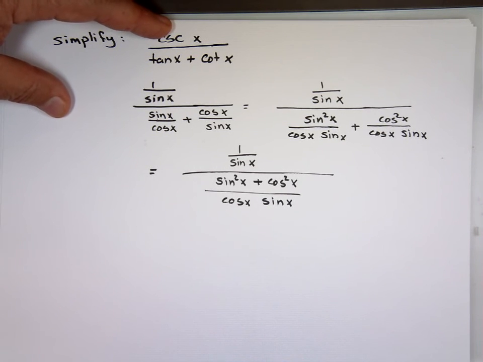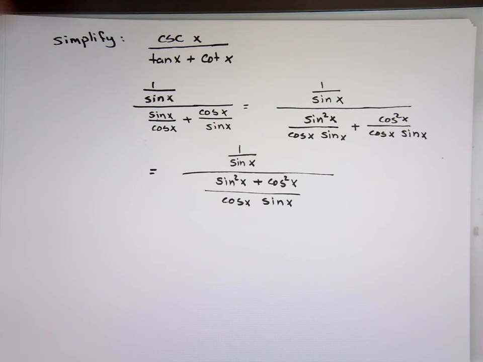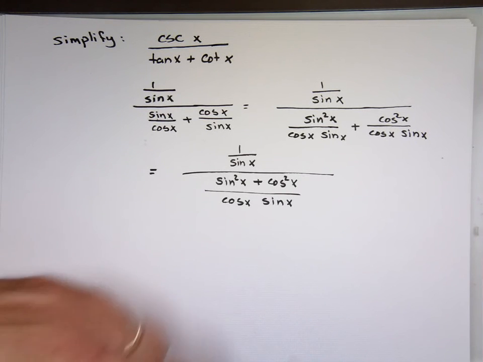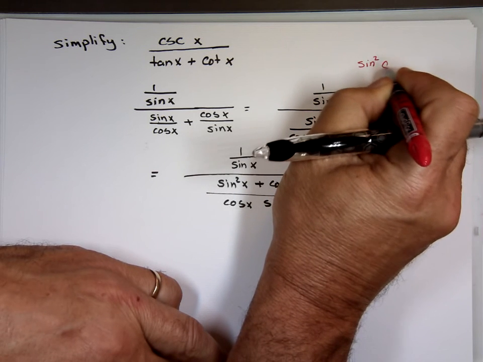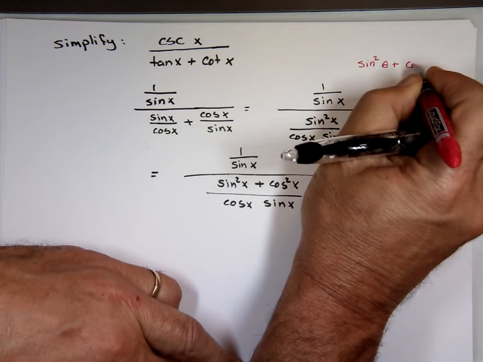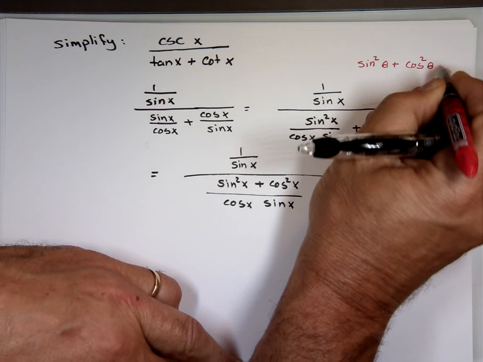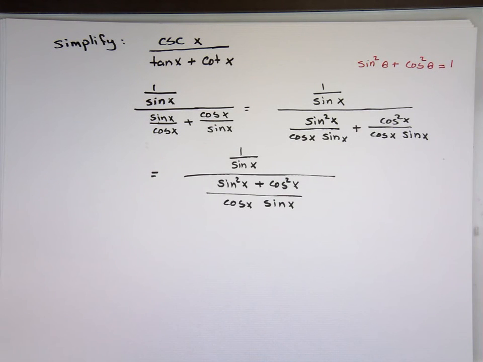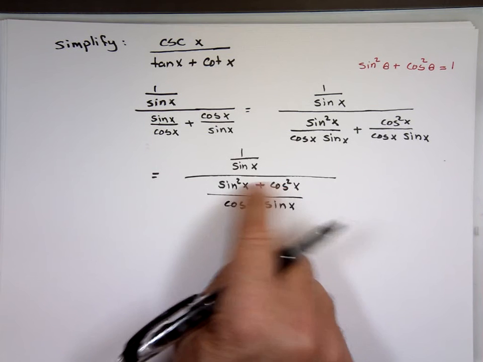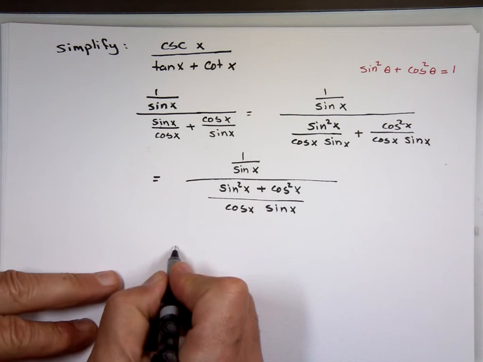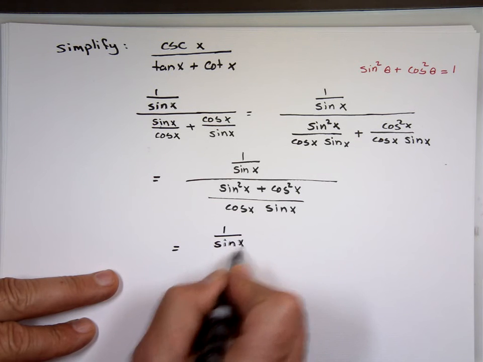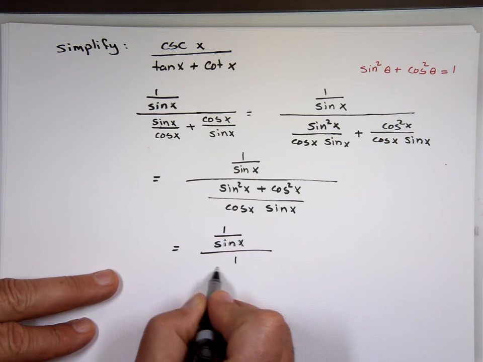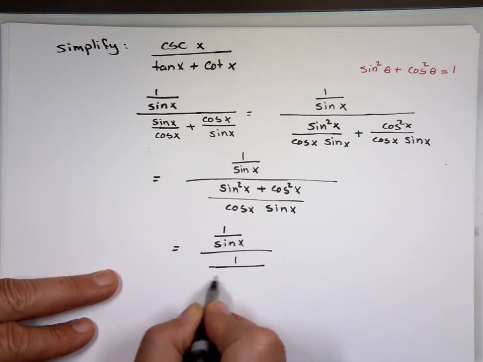Identity number 7 on the board. It says what? I'll put it here. Sine squared theta plus cosine squared theta is equal to what? Equals 1. Use that here, right there. So this becomes 1 over sine of x over 1 over sine x cosine x.